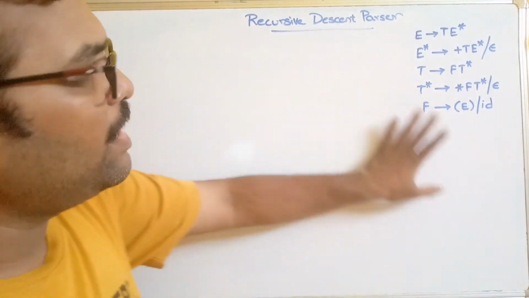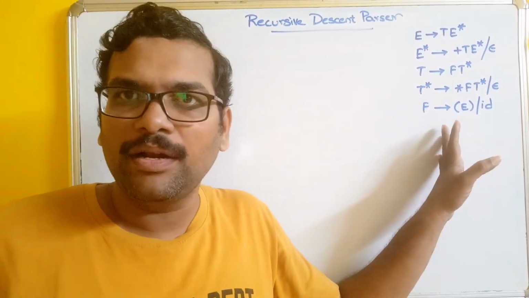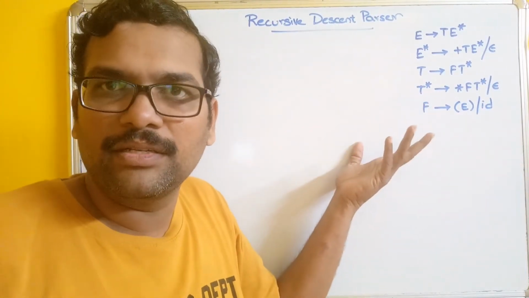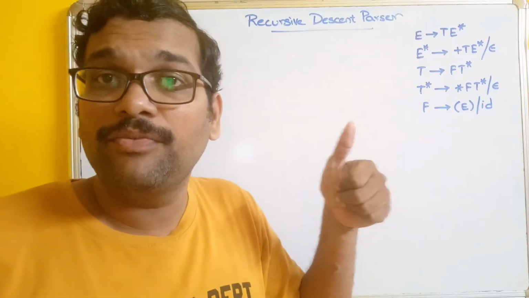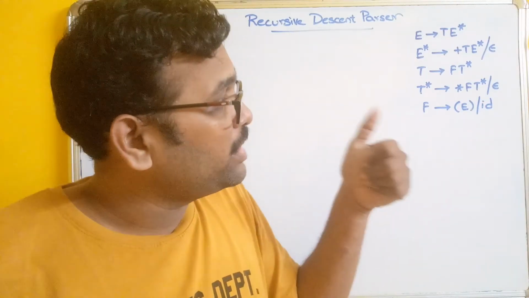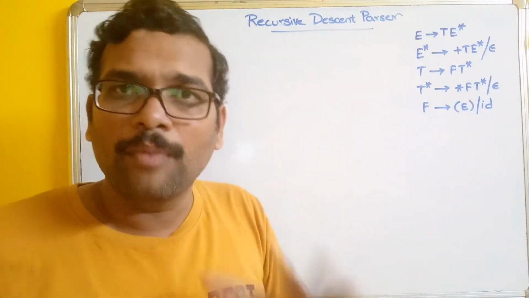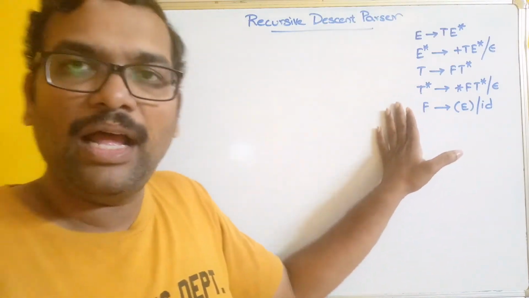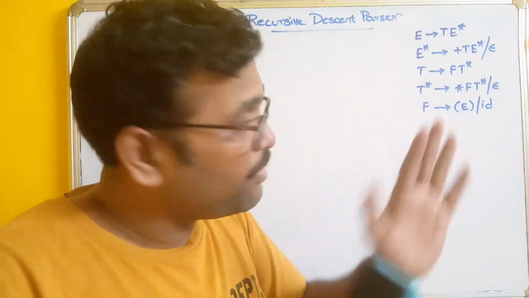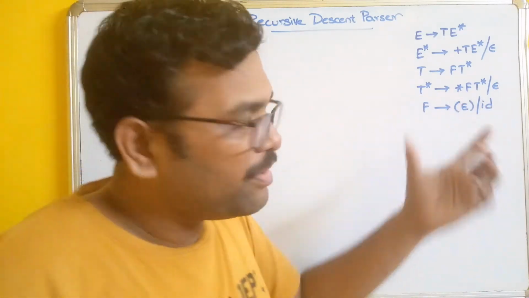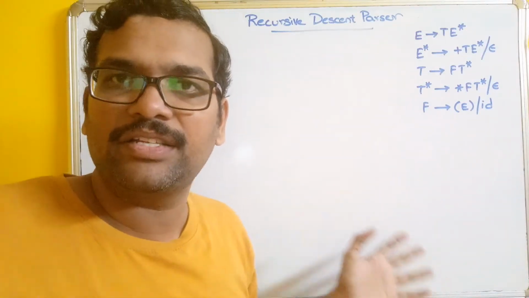So let us take an example. This is the given grammar, and here we have different non-terminals and terminals, and production rules. The first thing we have to check is whether this grammar has any left recursion or left factoring. This grammar does not have any left recursion or left factoring. So this is the grammar after eliminating the left recursion and left factoring.